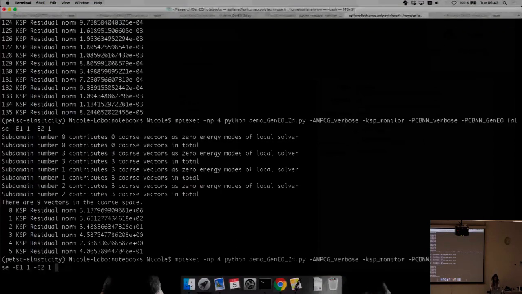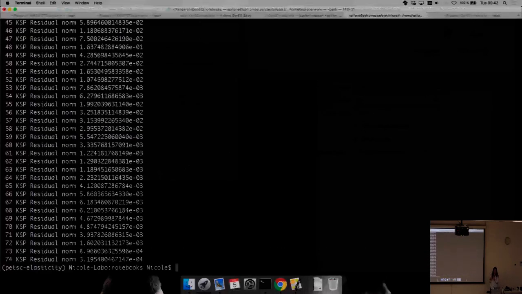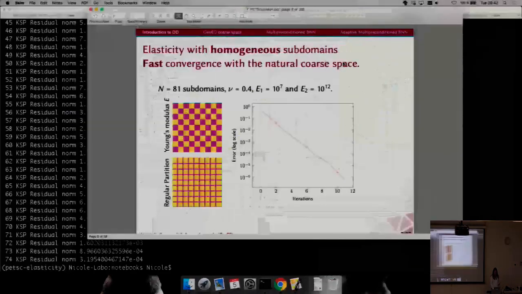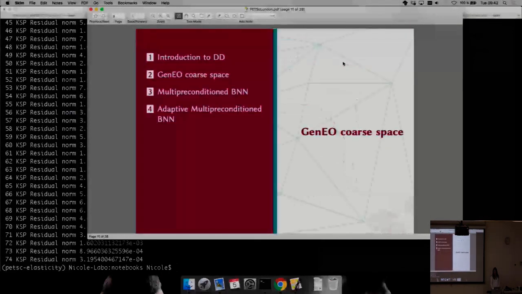Okay, all I need to do to break that with the natural coarse space is to add heterogeneity between 2 materials, and then this breaks convergence, and we get far more iterations. So the natural coarse space somehow is not enough to guarantee a fast convergence of the DD algorithms, and that is what we go on to fix with the GenEO coarse space.